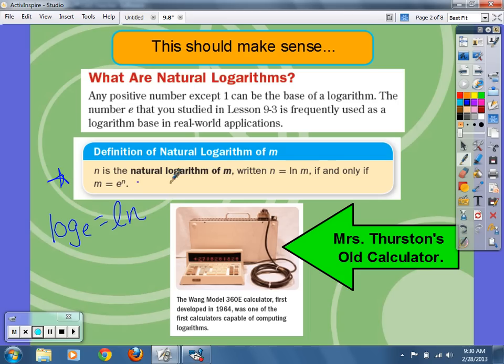I would write this down. It says that n is ln m if and only if e to the n equals m. So we're going with the natural log instead of log base e. Log base e is bad. Natural log is good. This was in your book. This is actually a picture of Mrs. Thurston's old calculator that she used in college. So that's just a little fun fact for you.